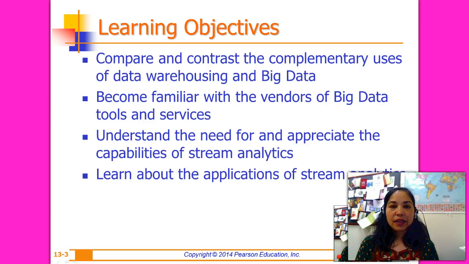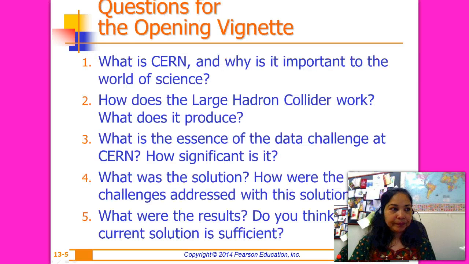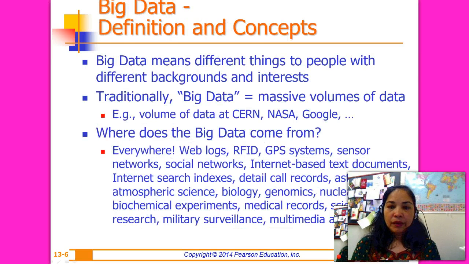Now we will go over what is big data. Big data means different things to different backgrounds and interests. Traditionally, big data means massive volumes of data, for example, data collected by NASA, Google, etc. Where does it come from? Big data comes from RFID, GPS systems, sensor networks, social networks, text documents, data records, different fields of astronomy, biology, scientific research, you name it.